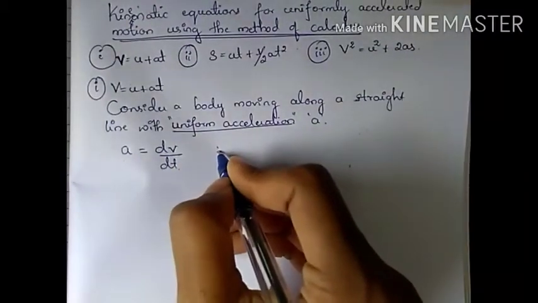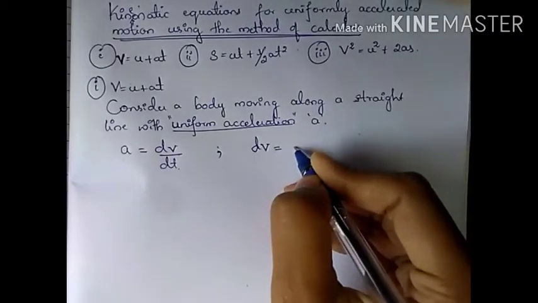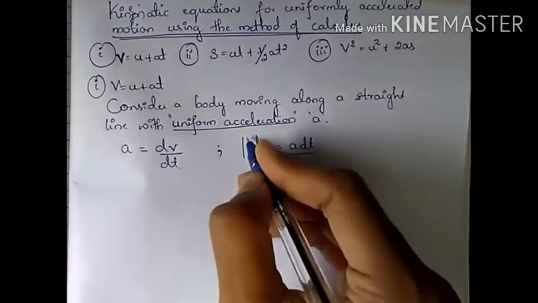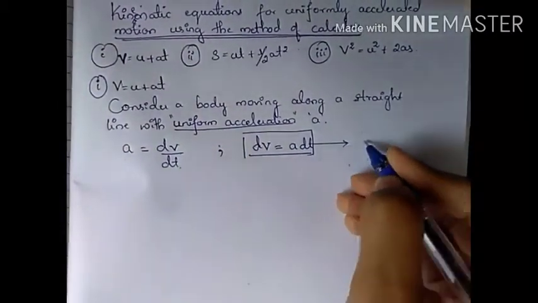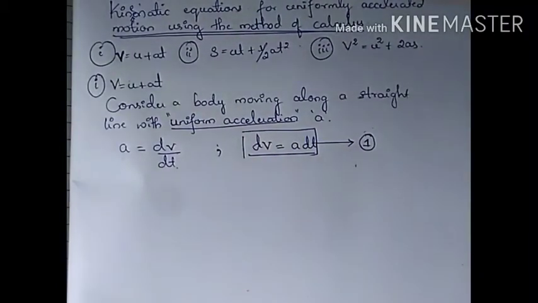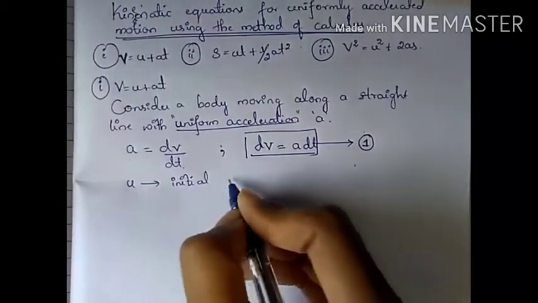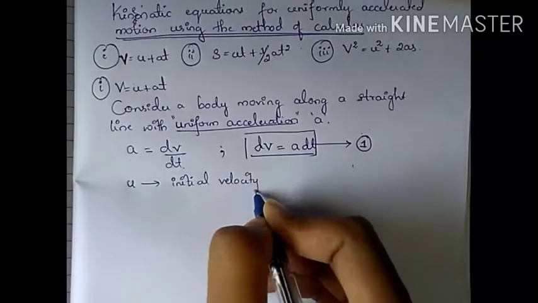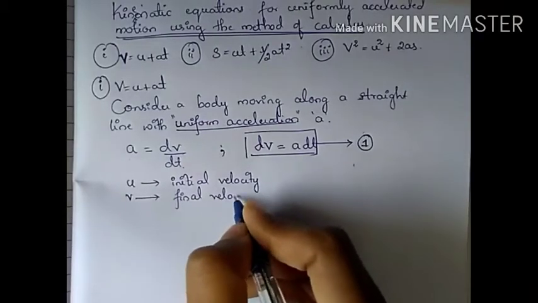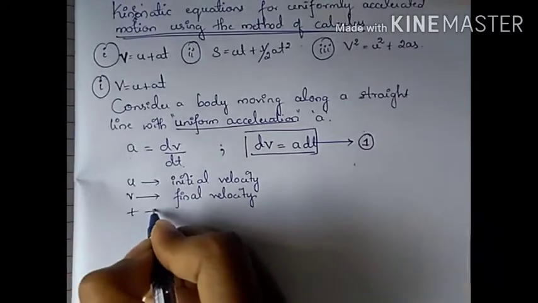So now from this equation try to take dv. So dv will be equals to what? a dt. This equation is important for us. Let us call this equation 1. Here let u be the initial velocity, v be the final velocity at any instant of time, that is t.